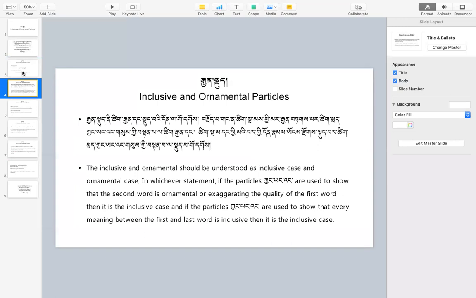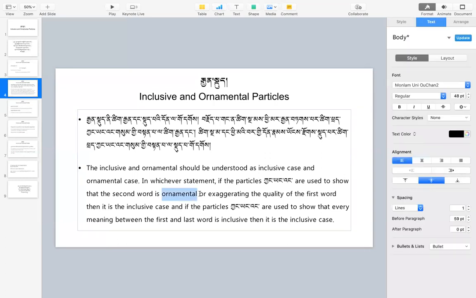So we understood that the inclusive and ornamental should be understood as inclusive and ornamental case, in which, in whichever statement, if the particle kyang, yang, hang is used to show that the second word is an ornament or exaggerating the quality of the first word, then this type of statement is understood as ornamental statement. The second one, if the particle kyang, yang, hang is used to show that every meaning between the first and the last word is inclusive, the last word being inferential, meaning the last limit is inclusive, then this type of usage of statement is known as inclusive case.